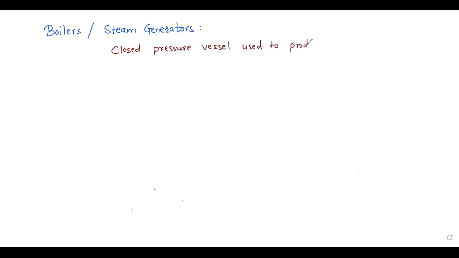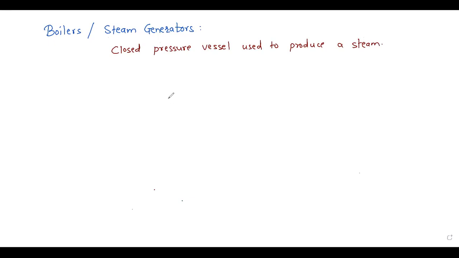Let us see what boilers are. As I told, these are also called steam generators. Steam generator means it is going to produce steam. Basically, these are a closed pressure vessel which is used to produce steam. Obviously, we get steam by heating the water.